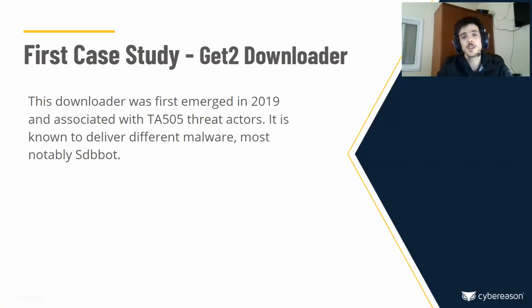So the first case study that I will present is the Get2 downloader. This malware first emerged in 2019 and is associated with TA505 threat actors. It's been known to deliver several malware, but most notably, obviously in recent years, is the SDBbot. For this first case study, I will present it dynamically, just to show an actual hands-on packer unpacking mechanism and what are the concepts we would like to search for.